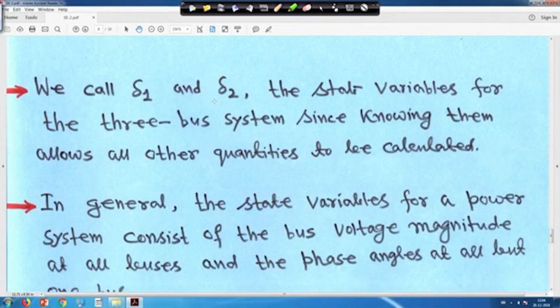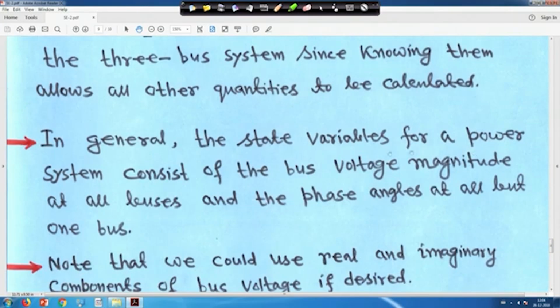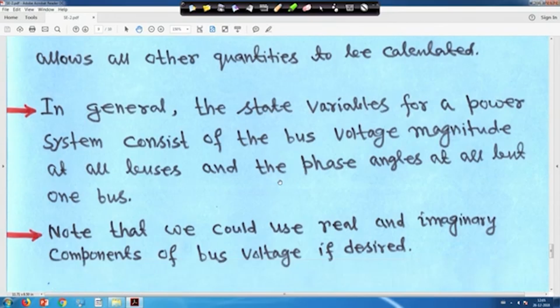Okay, so we are back again. In the previous example, we have seen that delta 1 and delta 2 are the state variables for the 3 bus system, since knowing them allows all other quantities to be calculated. In general, the state variables for a power system consist of the bus voltage magnitude at all buses and the phase angle at all but one bus, that is the slack bus.